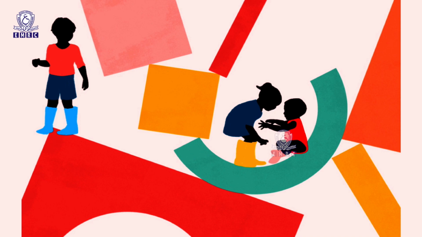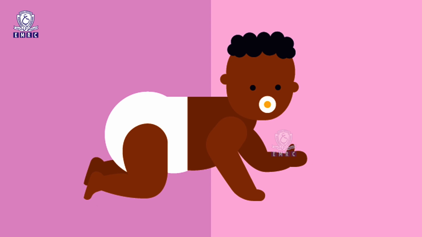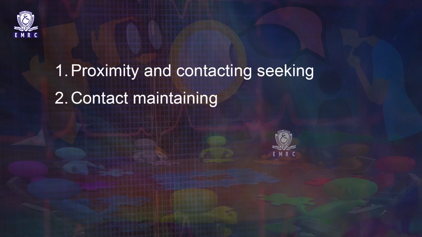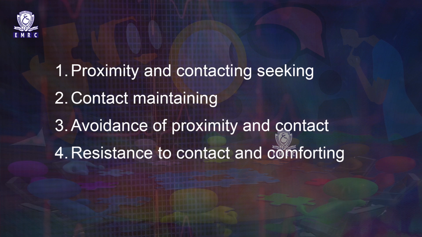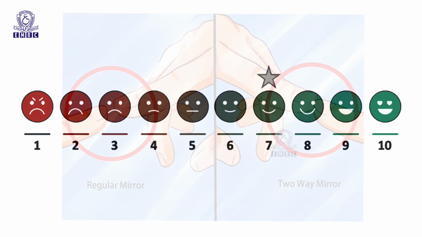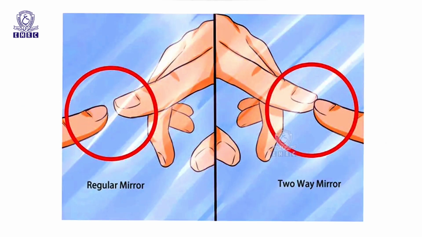For example, Mary Ainsworth used a behavior schedule to study how infants responded to a brief period of separation from their mothers. During this strange situation procedure, infants' interaction behaviors directed towards the mother were measured, such as proximity and contact seeking, contact maintaining, avoidance of proximity and contact, resistance to contact and comforting. The observer noted down the behavior displayed during a 15 second interval and scored the behavior for intensity on a scale of 1 to 7. Sometimes the behavior of participants is observed through a two-way mirror, or they are secretly filmed.